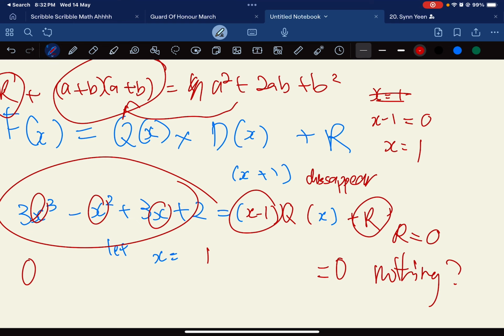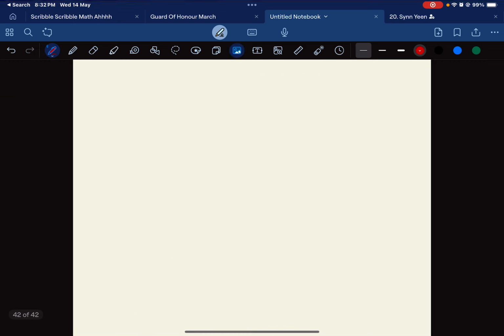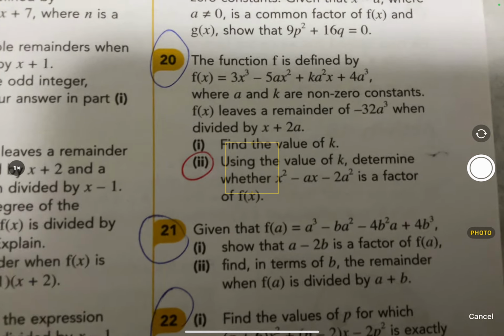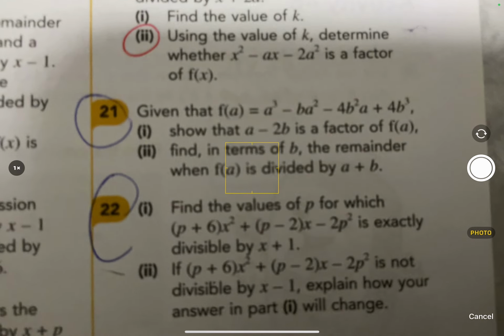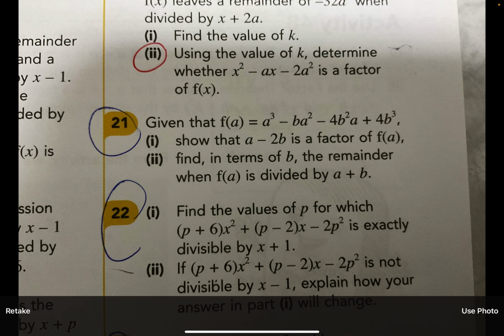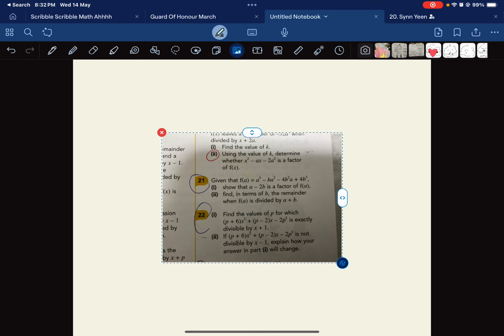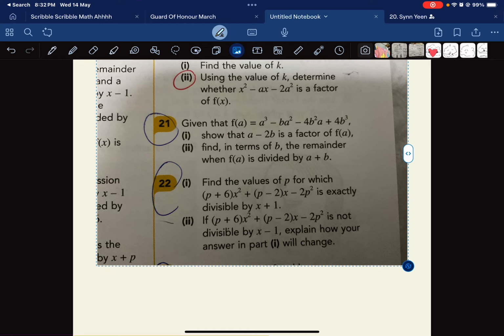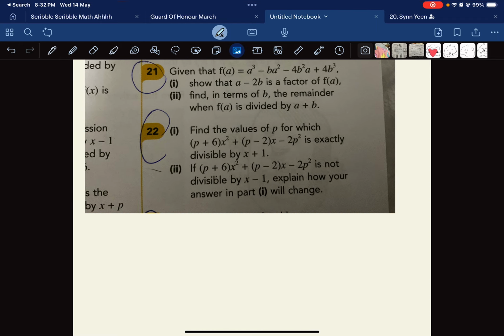Now let's try one question. This is one of the questions I remember struggling with so badly back then when I was learning this. Okay, so let's try 21. So how do we do 21?